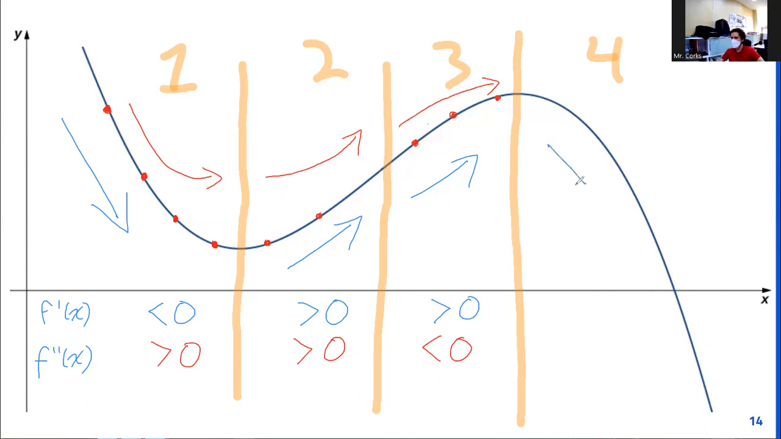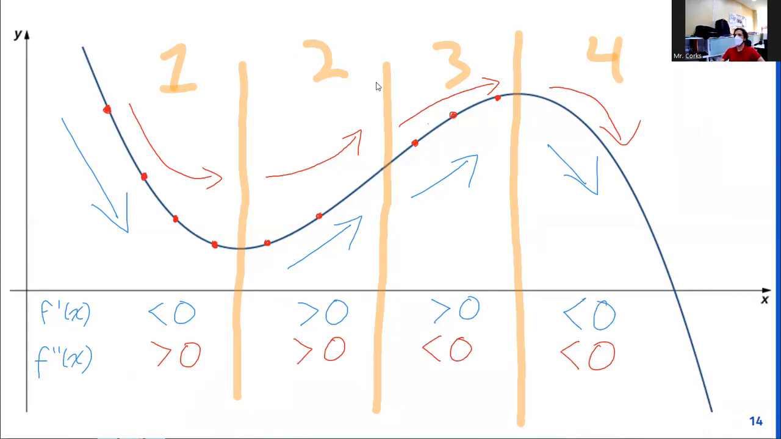And then the last area, hopefully pretty clear by now, decreasing. So our first derivative is less than 0. Second derivative is also less than 0. This is just the rest of that curving down shape. This is that downward arch here.